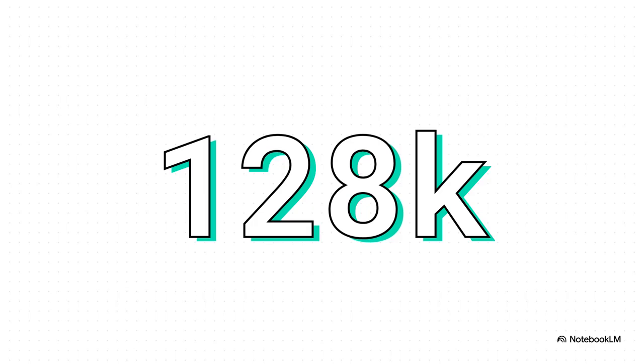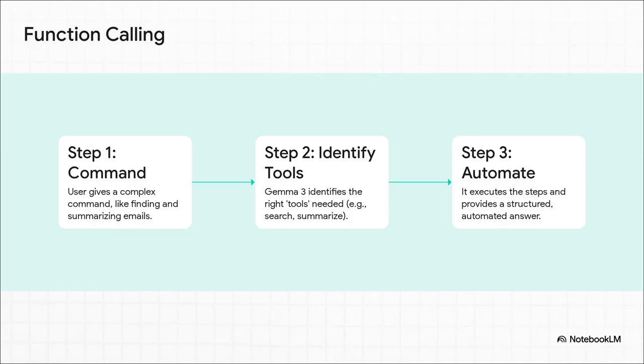This lets it handle way more complex and detailed jobs. Here's one of its coolest superpowers, something called function calling. Let me break it down. Let's say you tell it, hey, find my last 3 emails from the marketing team and give me a quick summary. Gemma 3 doesn't just understand the text.